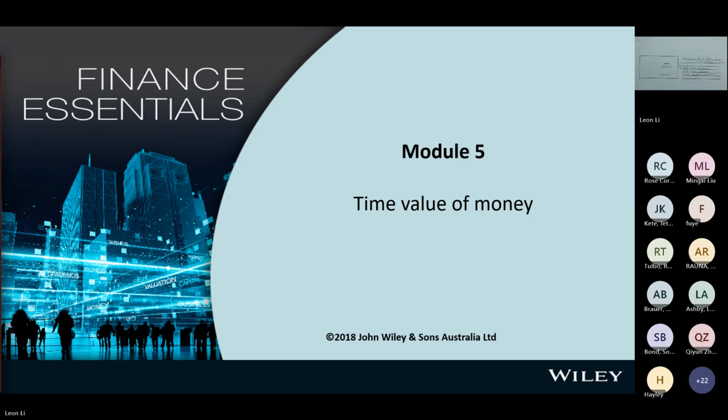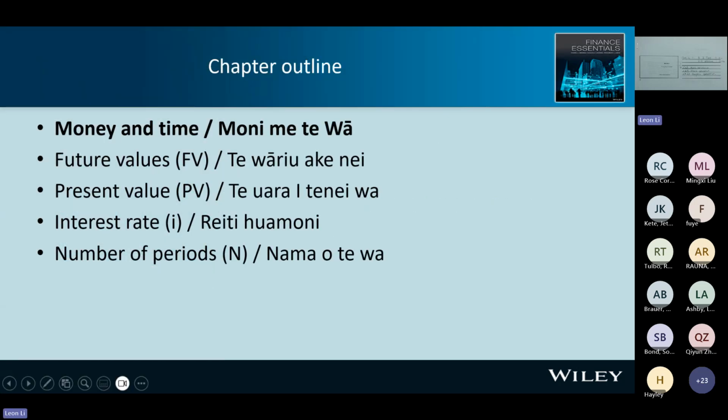Right. So chapter 5, time value of money. We have 5 topics for this chapter. Today, I hope to cover the first 2 topics, right? Money at the time. Then we have future value, present value, interest rate, and the number of periods. All right.